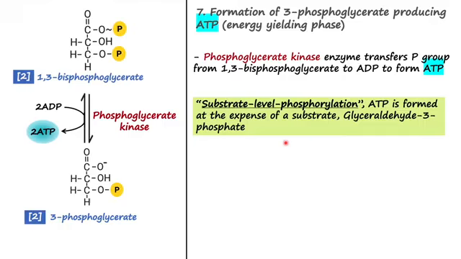This is compared to the other way of synthesizing ATP, which is through the electron transport chain in the mitochondria. So remember that this is the first example of substrate level phosphorylation in glycolysis. And this is also the first ATP synthesizing reaction of glycolysis.